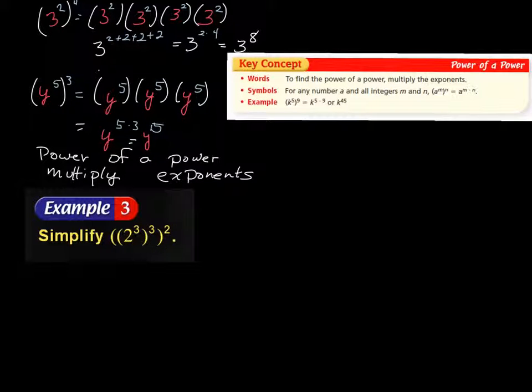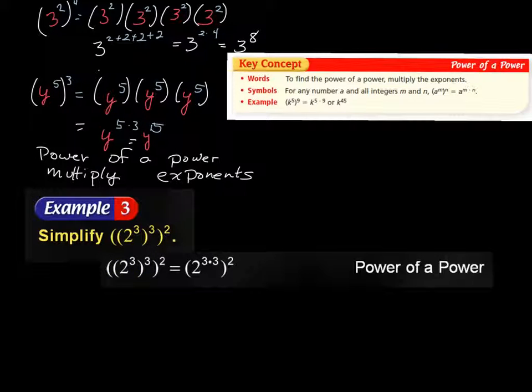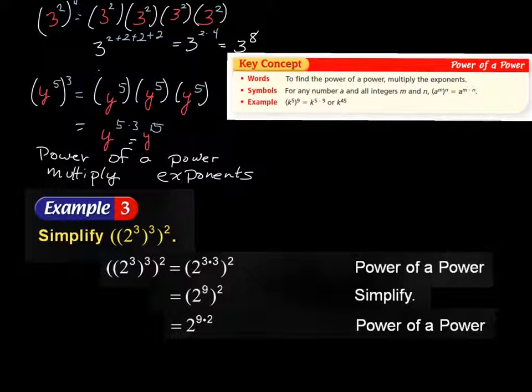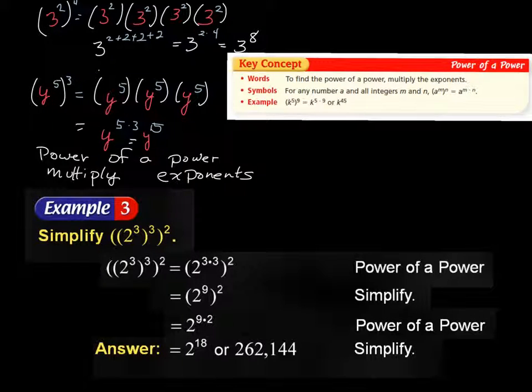So they want us to simplify 2 to the 3rd, raised to the 3rd, to the 2nd. Power of a power, we said we multiply exponents. Well, 3 times 3 is 9, and 9 times 2 is 18. Now, you could put that in a calculator and get 2 to the 18th as 262,144, but for our purposes at this point, we're wanting to learn those exponent rules. So I would prefer to see 2 to the 18th, which is more handy for our purposes.